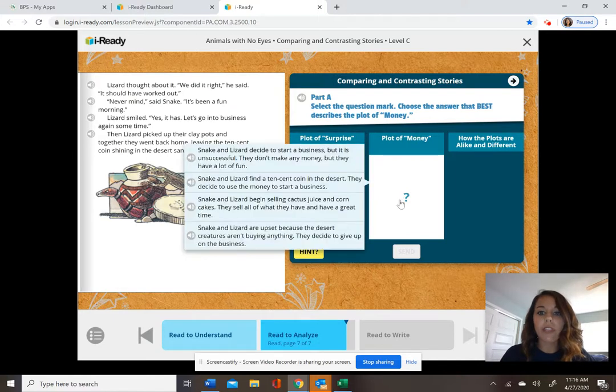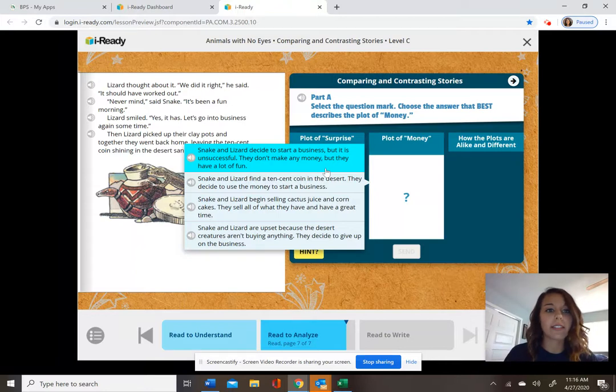So which one of these is the plot or the events in the story money? They decide to start a business, but it's unsuccessful. They don't make money, but they have a lot of fun. Is that what happened? So make sure that you've read it. Never mind. It's been a fun morning. Let's go into business again sometime. They picked up their clay pots and they went home.